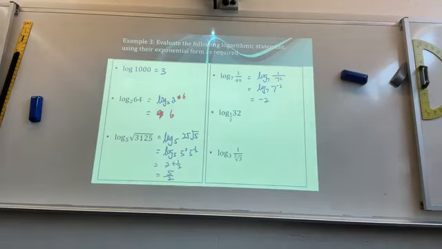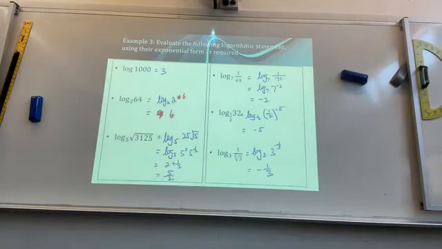Now what about half to the power of what will give you 32? Negative 5. So here you need to be able to work that out. And then the last one is 3 to the power of 1/3, and therefore that's minus 1/3.